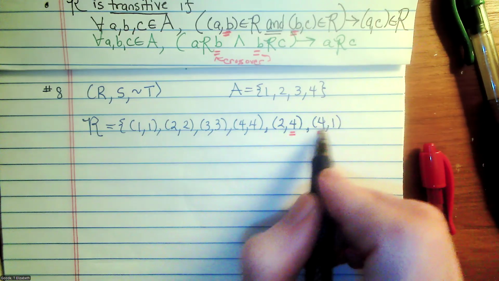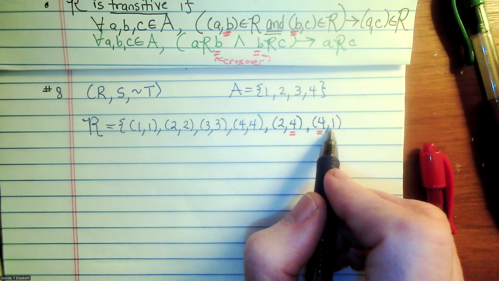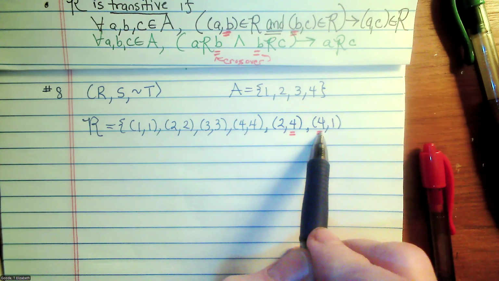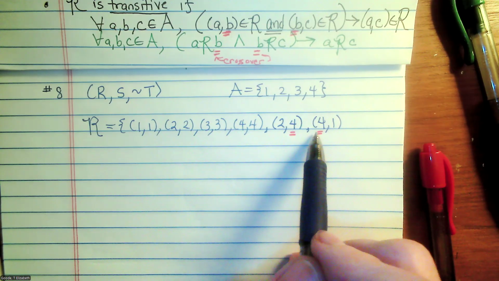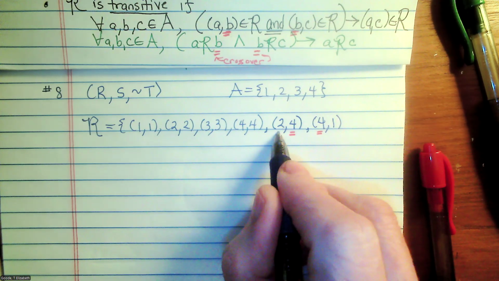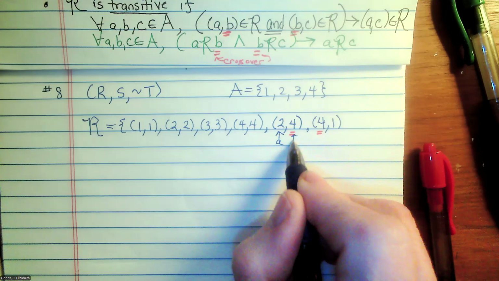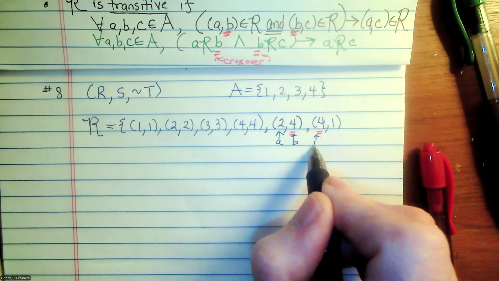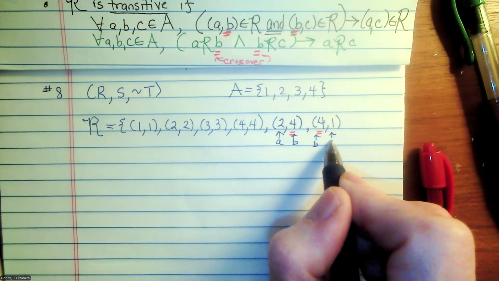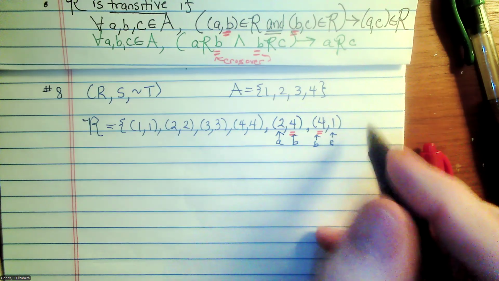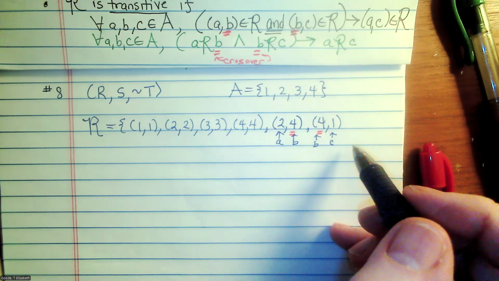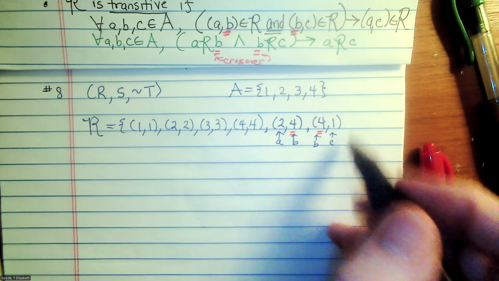Right now, we have these two ordered pairs, and they satisfy the hypothesis of transitivity. Right? We're crossing over on the 4. So right now, this is not transitive. What's missing that's making it not transitive? Going from A to C. Yeah. So A is 2, B is 4, and C is 1. So what's the missing ordered pair that we're going to put in here? 2 to 1. That's right.